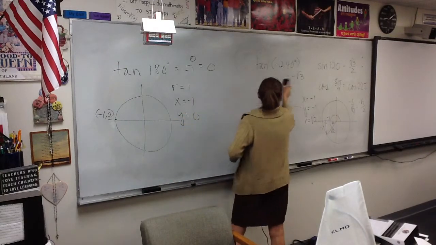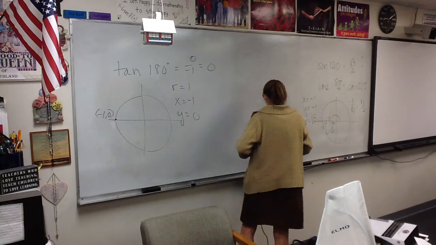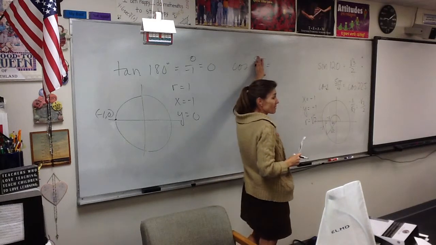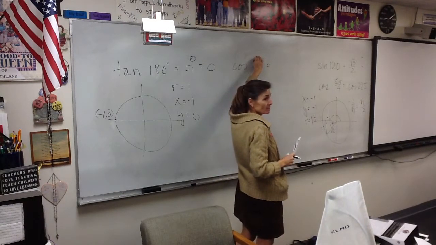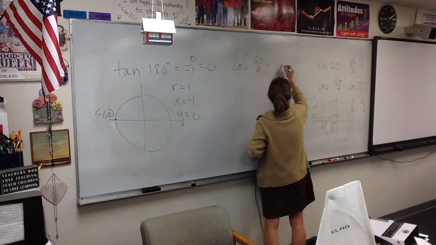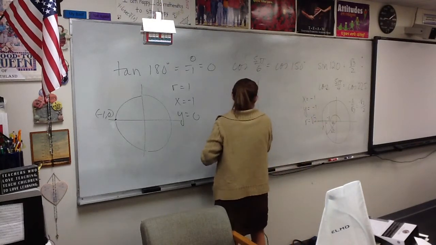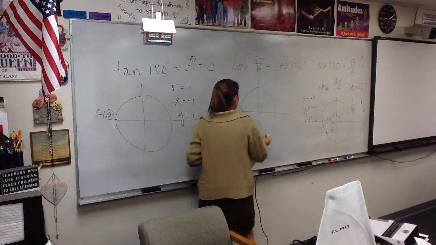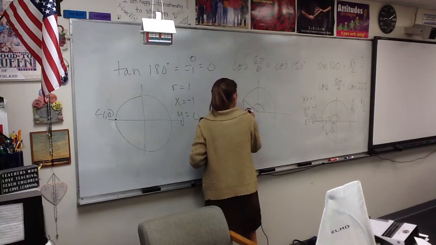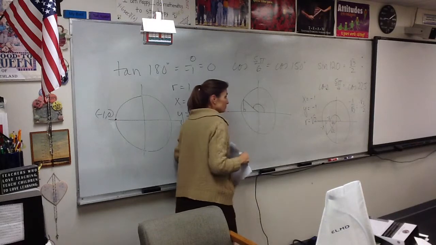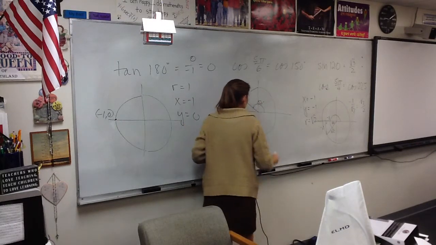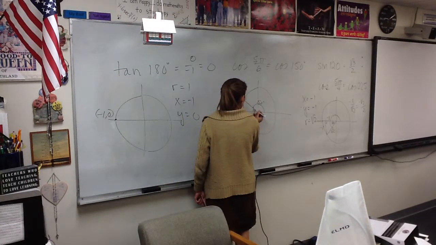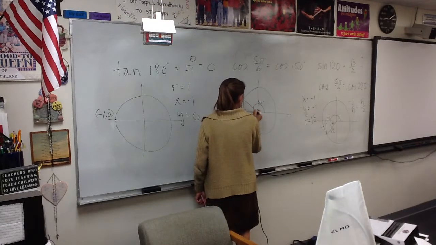One more. Cosine 5 pi over 6. Let's change it to degrees. What's pi? Divided by 6, times 5. This is the cosine of 150. Which quadrant is 150 in? It is in quadrant 2. How big is my reference angle? 30, which means this is 1, this is root 3, and this is 2.